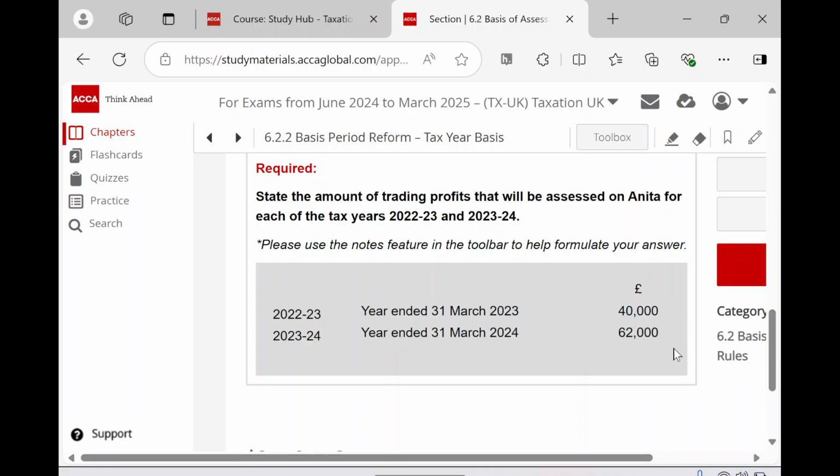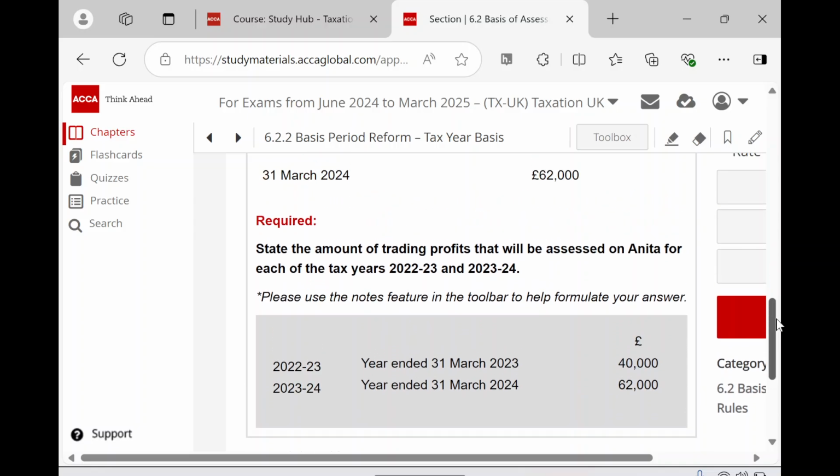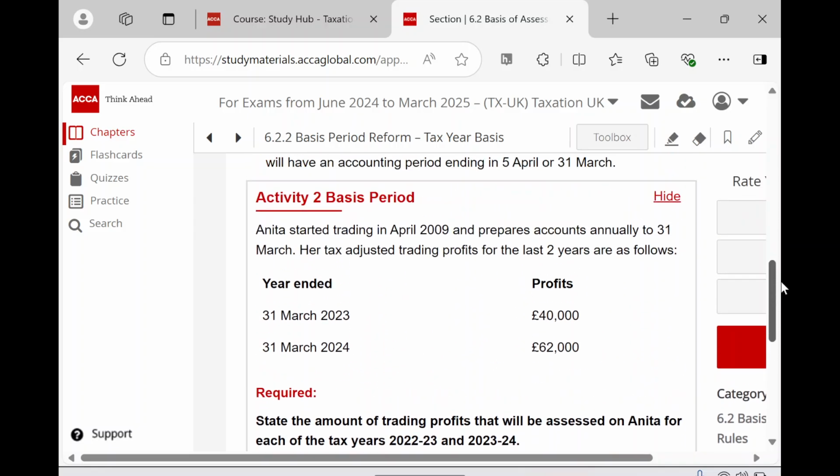Now, I don't think exam questions are going to be this easy. I think they're going to be more complicated with some twists and turns, but not as previously from FA22 backwards. Okay? So pretty straightforward. Just look for an ongoing business for the accounting year ending in the tax year, as we just did. Okay? I hope that makes sense. That's activity 2.